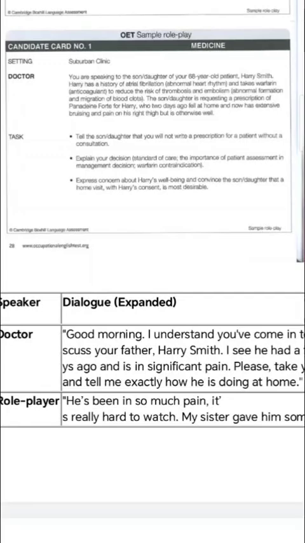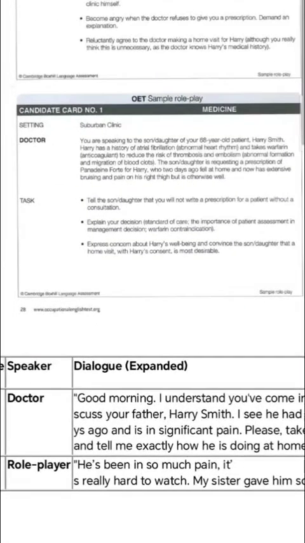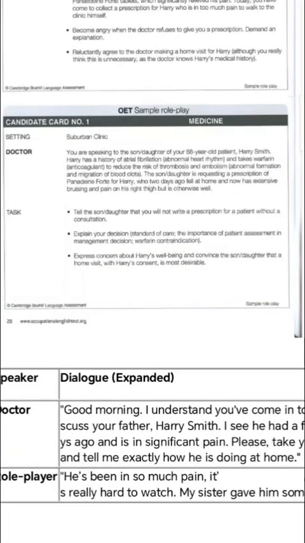So, this is the first task you have to fulfill: you have to explain that you cannot write the prescription without a consultation. All right, out of 8 minutes, 3 minutes will be given to you for reading the task, and you have to make the lines. You have to read your card and make the appropriate lines for not giving the prescription to the patient. This is the number one task you have to fulfill.